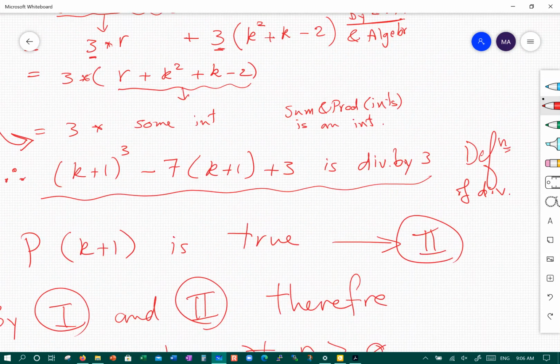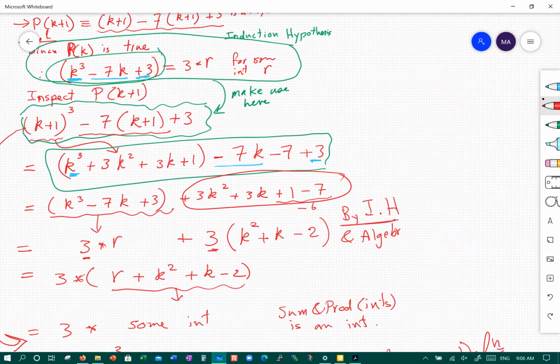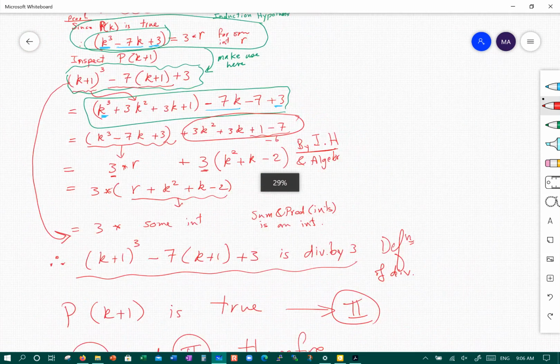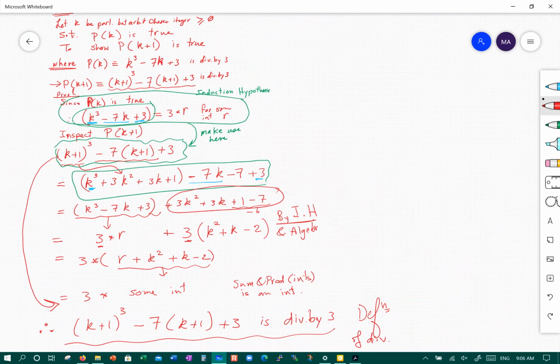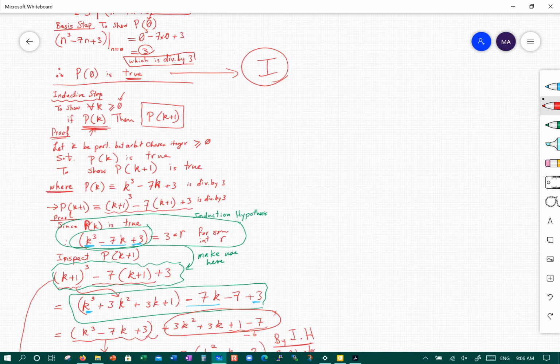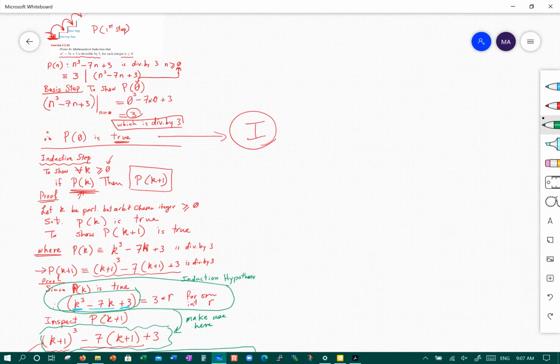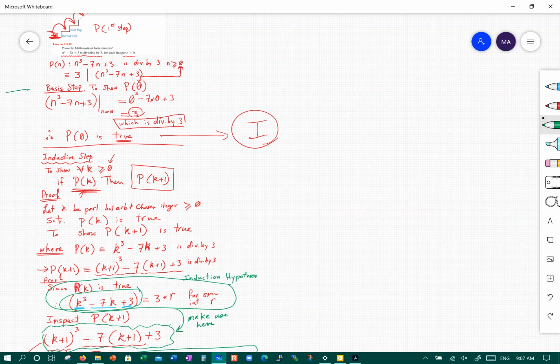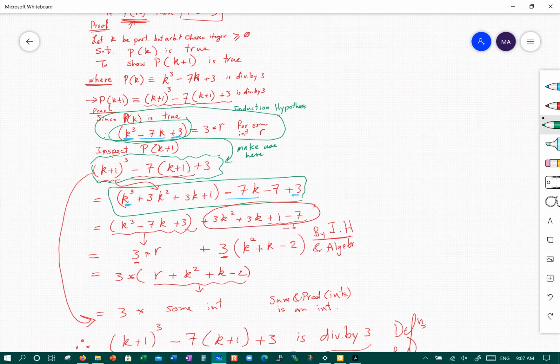Let me reiterate that what makes a mathematical induction problem different from the other is in the evaluation of p of 0, because it will be a different expression. So let me use a different color here. How you prove the basis step, and how you go from p of k to prove p of k plus 1, the algebraic manipulations will be different depending on the problem.